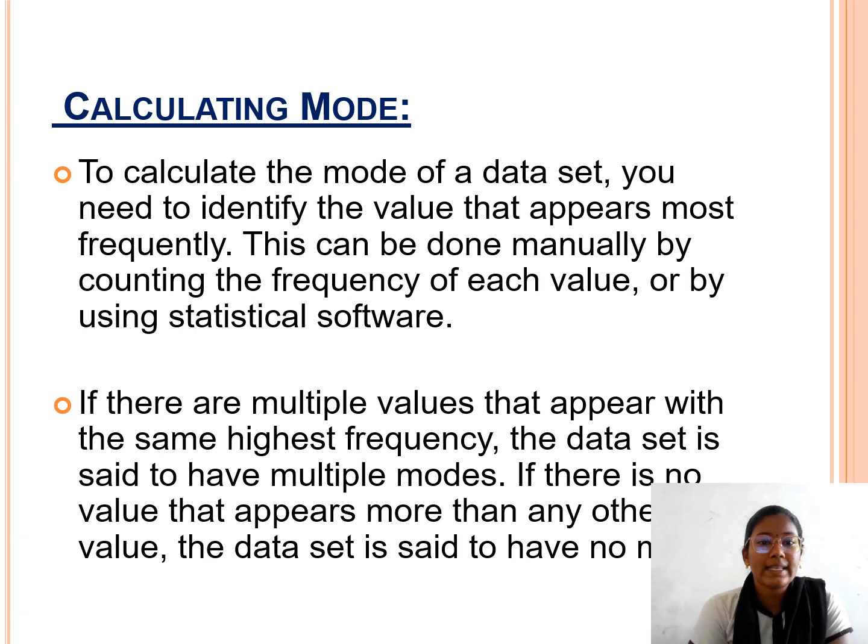Coming to the first one, calculating mode. To calculate the mode of a dataset, you need to identify the value that appears most frequently. This can be done manually by counting the frequency of each value or by using statistical software. If there are multiple values that appear with the same highest frequency, the dataset is said to have multiple modes. If there is no value that appears more than any other value, the dataset is said to have no mode.